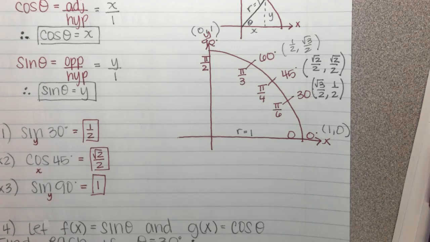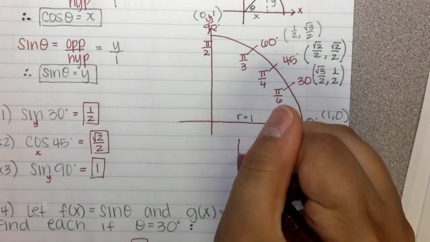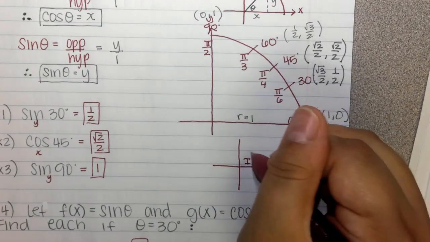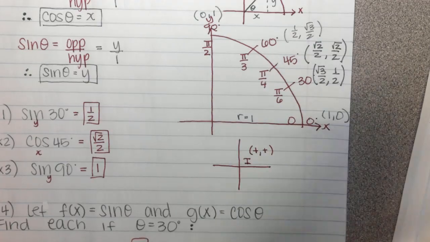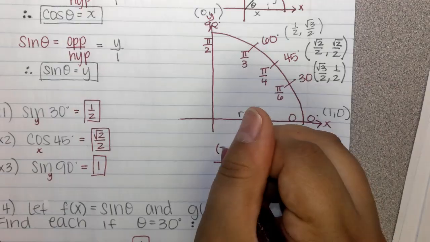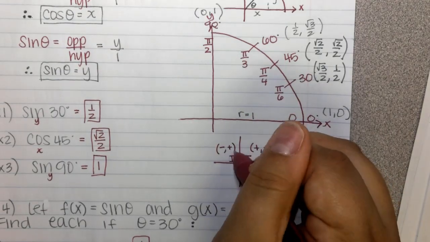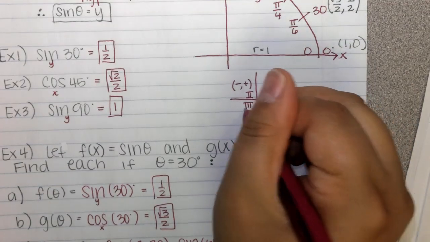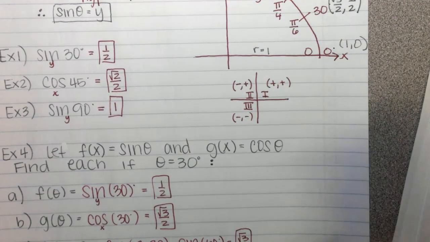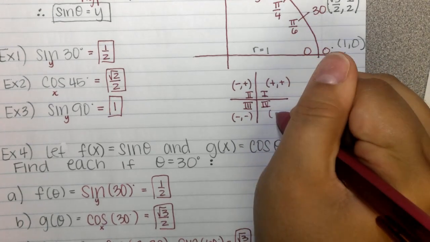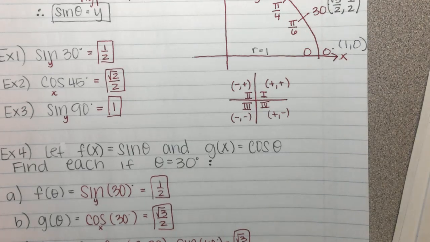So if you want to write in your notebook right here, just as a reminder about your quadrants, what do we know about quadrant 1? They're both positive. What about quadrant 2? X is negative, y is positive. What about quadrant 3? Negative, negative. And what about quadrant 4? Positive, negative.